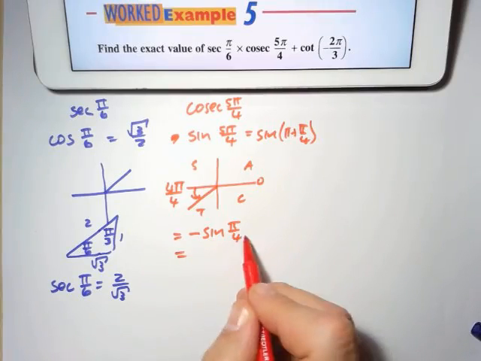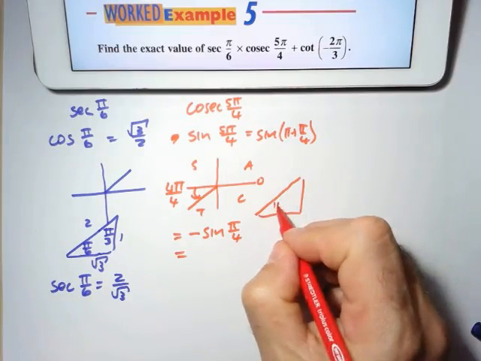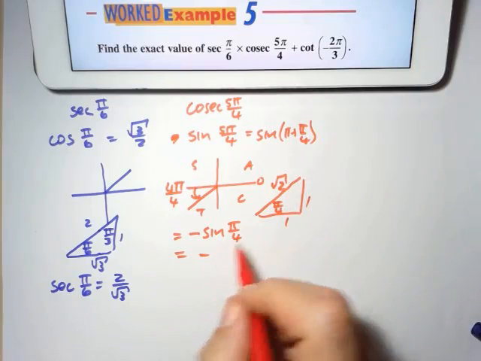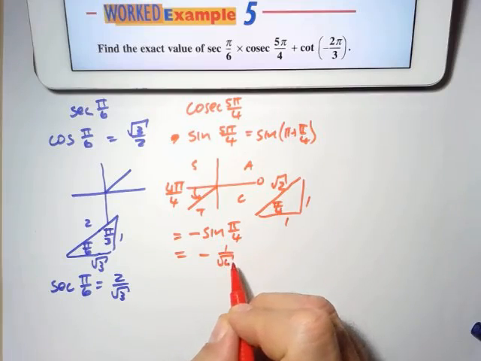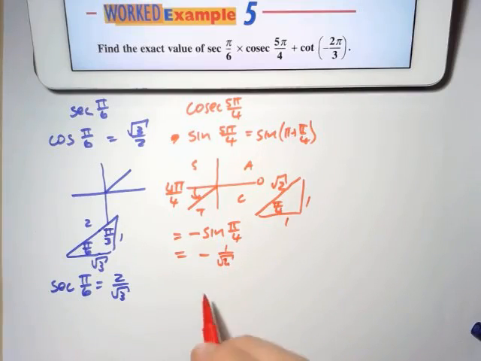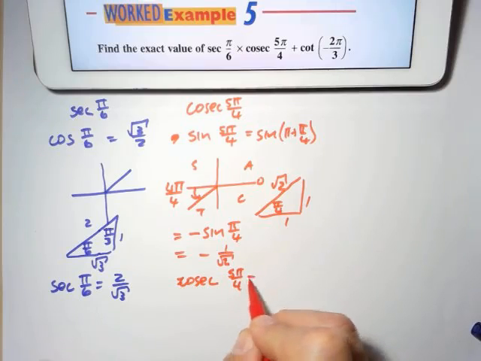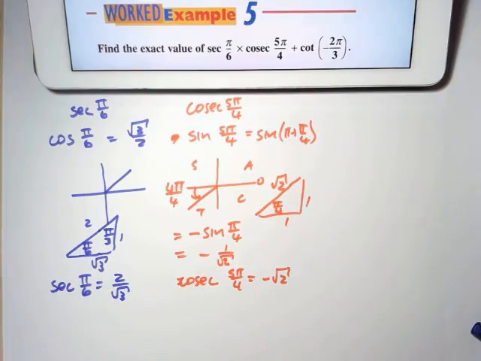Now, the pi over 4, that's a special triangle. Pi over 4 is 1, 1, square root 2. So the sine is negative 1 over square root 2. Therefore, the cosec of 5 pi over 4 equals the inverse of that, which gives us minus square root 2. So this one is covered.